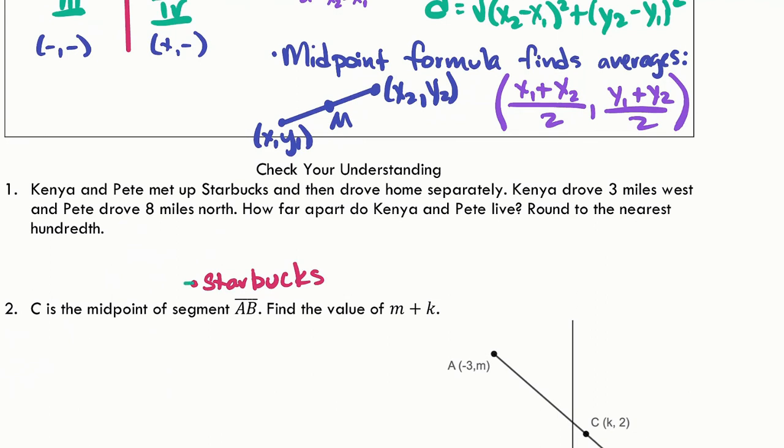Kenya drove west 3 miles. Pete drove north 8. Alright, my north isn't perfect, but that's okay. And that should make a right triangle. And we want to know this distance.